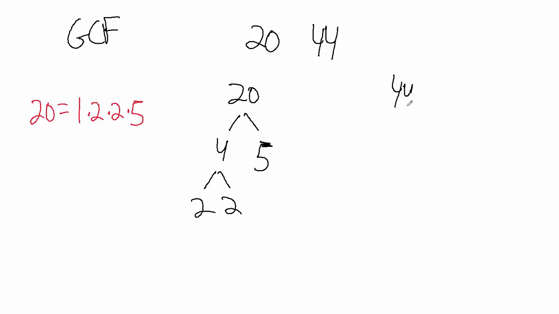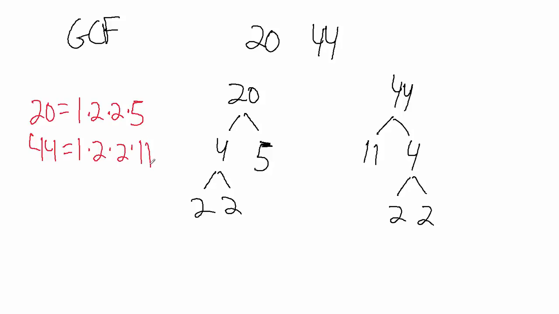Now we're also going to put 44 in a factor tree, so let's go ahead and do that. So 44 splits up into 11 times 4. 11 is a prime number, cannot be split up any further. 4 splits up into 2 times 2. So what we just found out then is 44 is 1 times 2 times 2 times 11. So let's go ahead and write that down. 44 is 1 times 2 times 2 times 11.